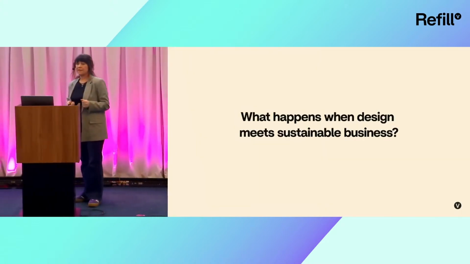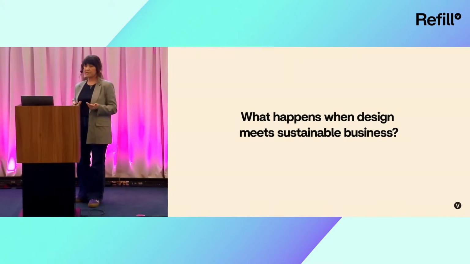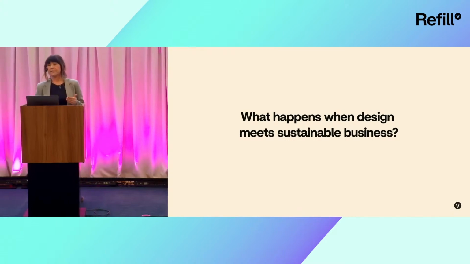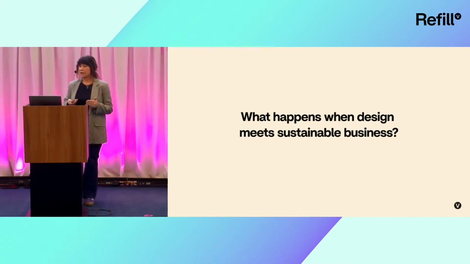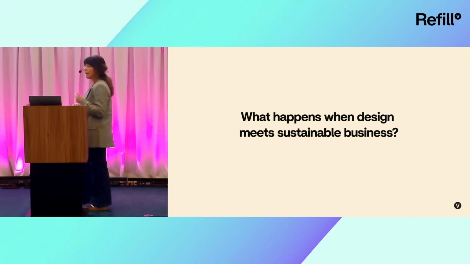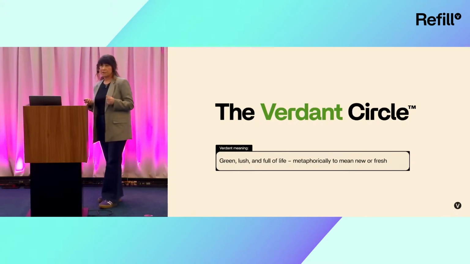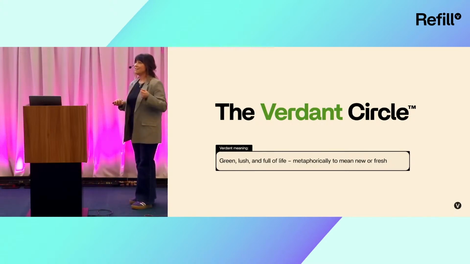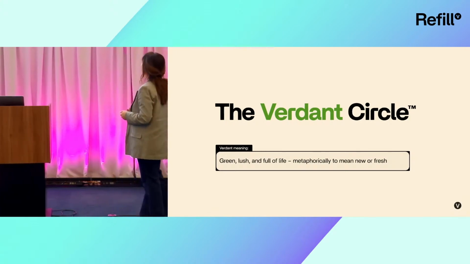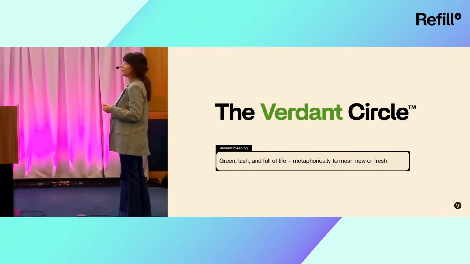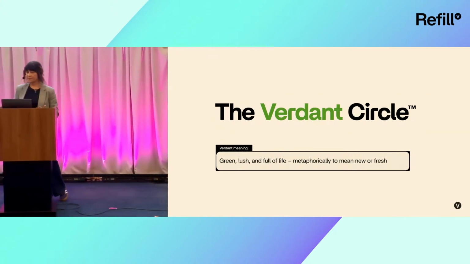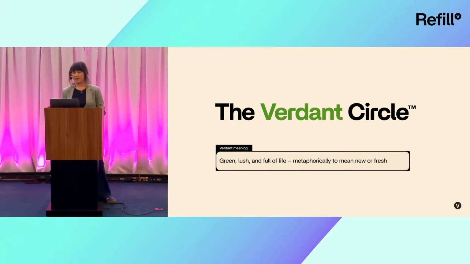So what happens when design meets sustainable business? These are my takeaways, and this is how I've digested all the information that I've learned from sustainable businesses, and how to bring forward the good theories from all these economic minds that I've been inspired by, like Alex Edmans. So what I would like to do is introduce to you for the first time this framework, which isn't called the golden circle, but the verdant circle. And I've been really cheeky and put a trademark on it. Apparently you're allowed to do that, but we'll see if I have to remove it. But verdant means green, lush, and full of life. Metaphorically it also means something that's new and fresh. So for me anyway, this framework sums up what this is about.